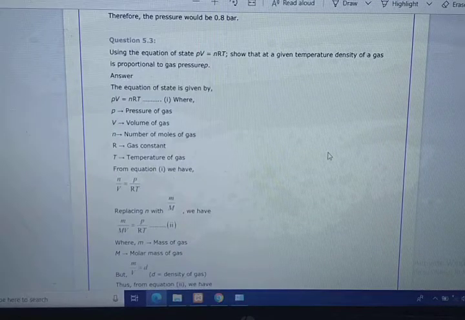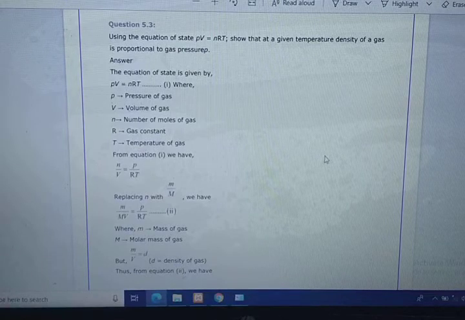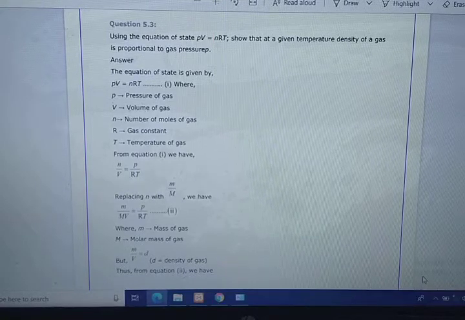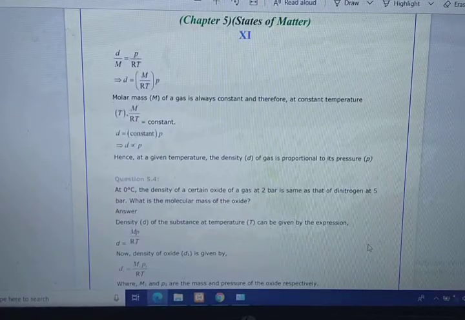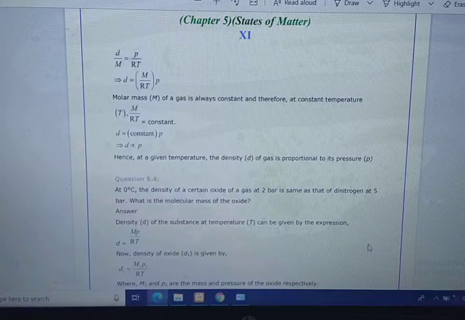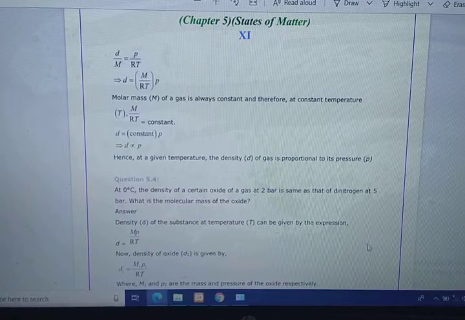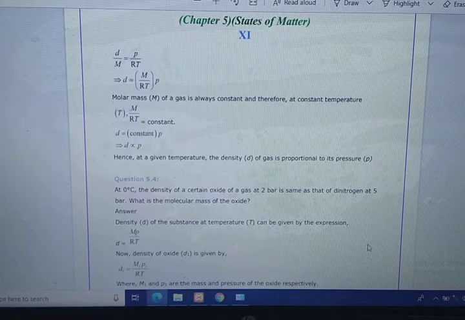So m/V is equal to density, right? From this equation, m/(MV) = P/RT, we can write d/M = P/RT. Therefore, d = (M/RT) × P. The molar mass M of a gas is always constant, and therefore at constant temperature T, M/RT is a constant. So d is a constant times P, which means d is directly proportional to pressure. Hence, at a given temperature, the density d of a gas is proportional to its pressure.